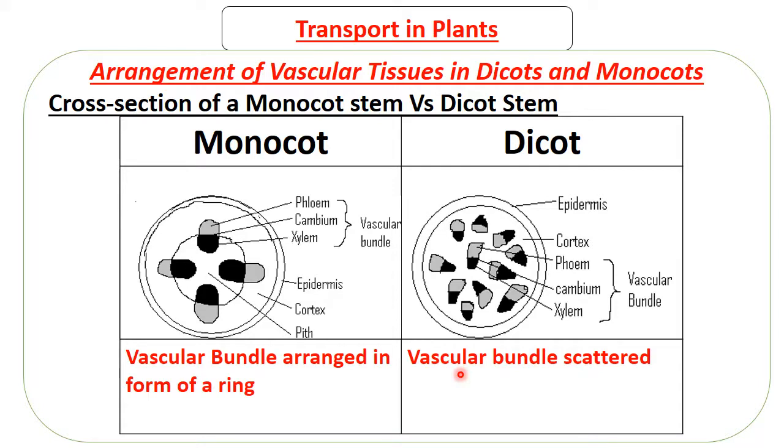So that's the difference. The objective, or what is expected of you, is to be able to label all these parts. When you're given a monocot, you should be able to tell this is the phloem, this is the cambium, this is the xylem, and the functions of the phloem, the cambium, and the xylem. And also you should be able to differentiate between a monocot and a dicot stem, also a monocot and a dicot root.